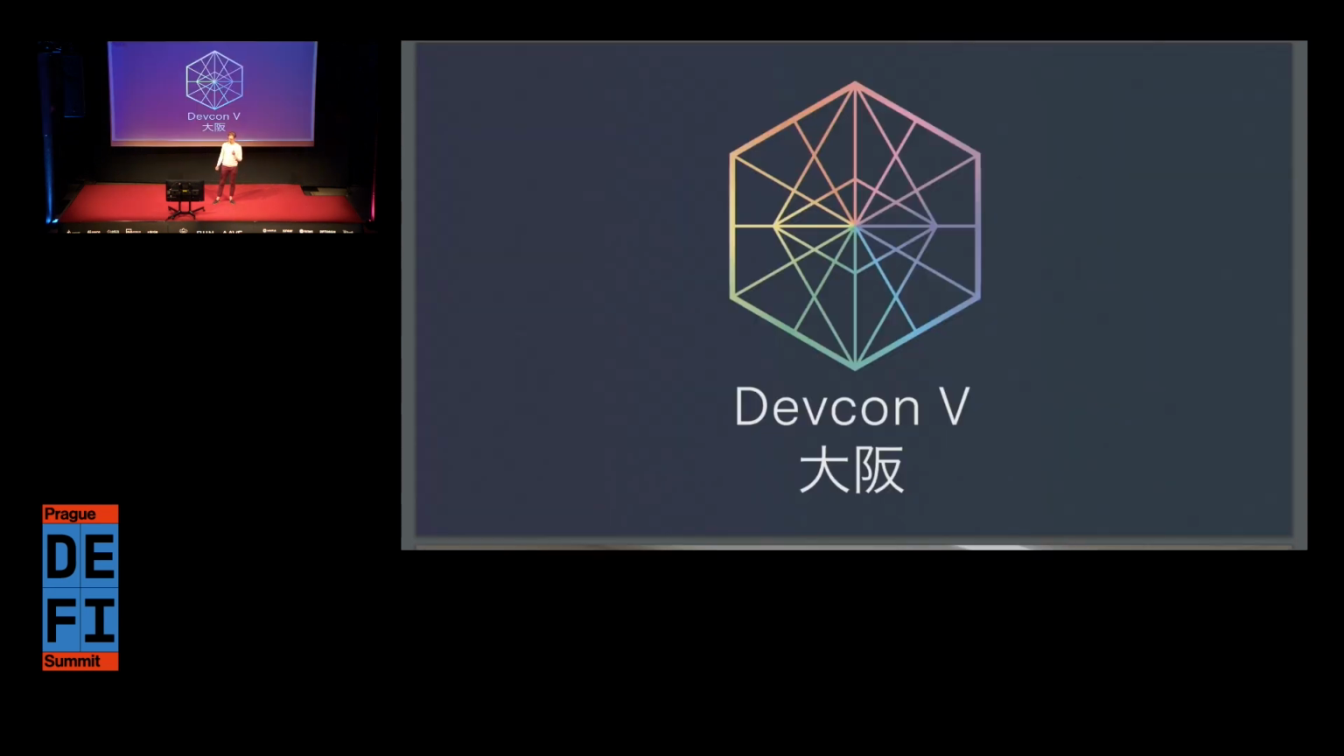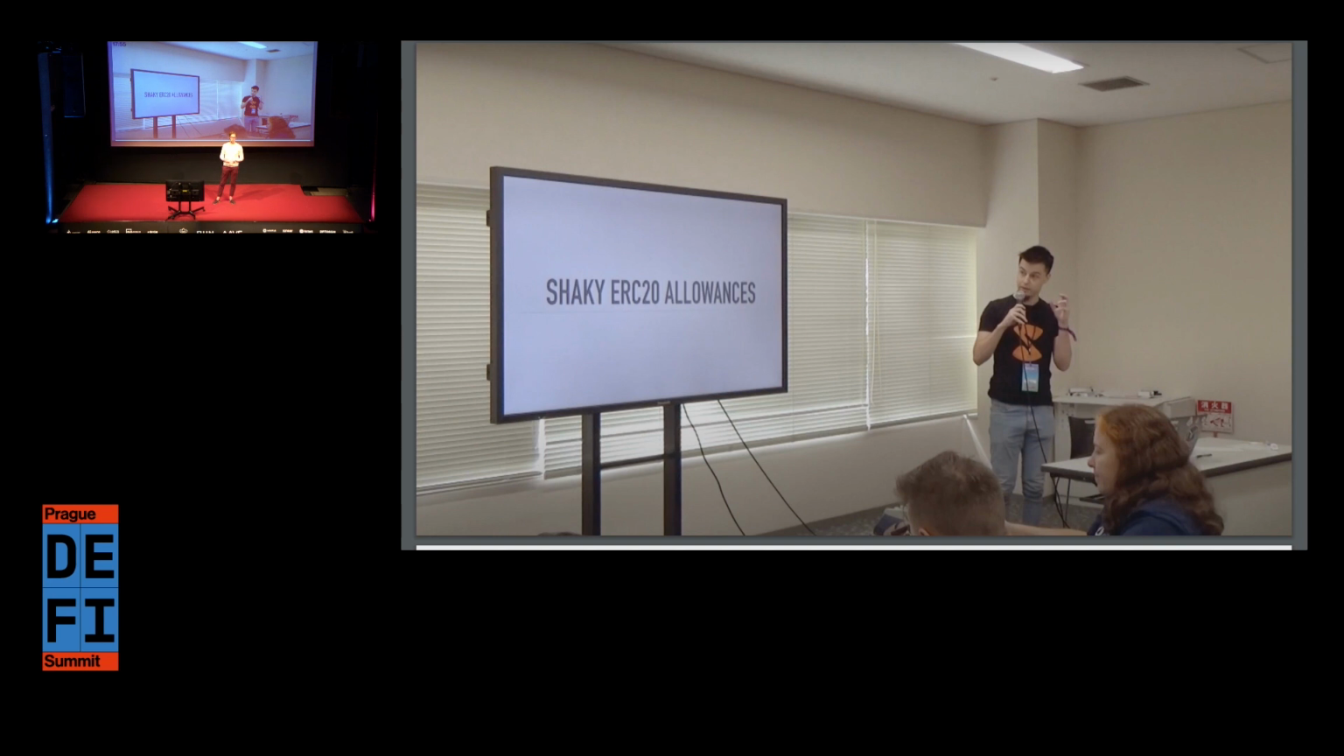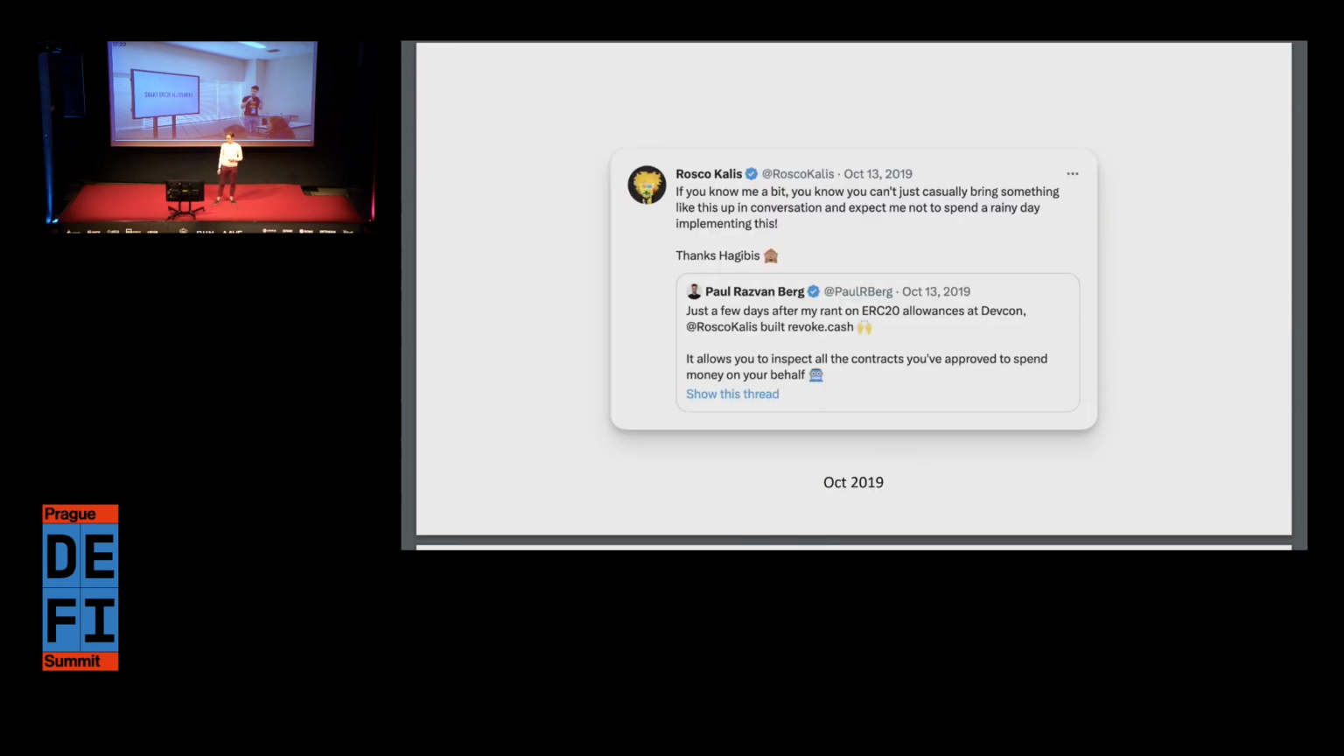So in October of 2019, I attended DEF CON 5 in Osaka, and there I met this guy, Paul Berg, the creator of Sablier, which is like a money streaming platform. And he gave this presentation about ERC20 allowances, these token approvals, and basically how this is such a big part of all of DeFi, really. If you want to swap tokens, you have to approve your tokens. If you want to sell an NFT, you have to approve it on OpenSea. But back then, at least, we really didn't think about any of the risks associated with that. And I really got inspired by his talk.